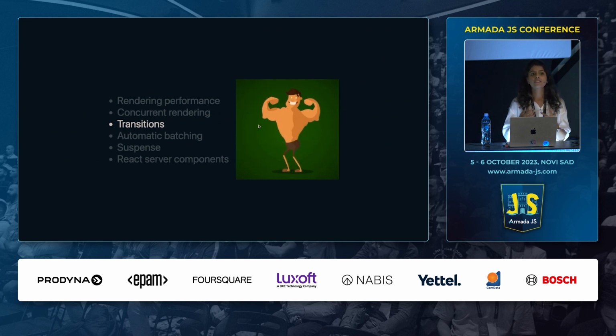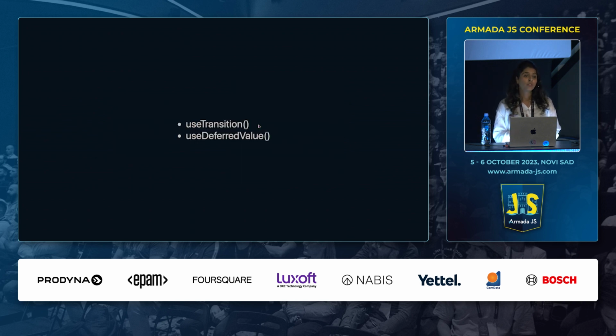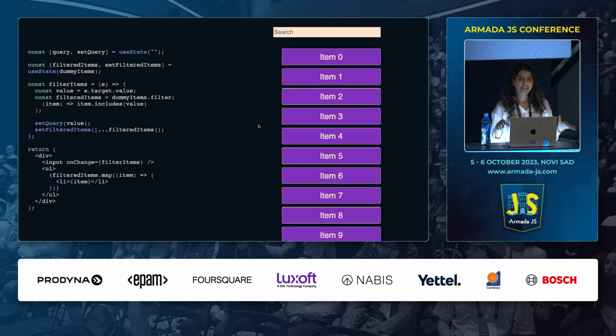And this is where transitions come in. So React has a couple of APIs exposed by which we can leverage the concurrency. So these are the two hooks by which we can use the concurrent features of React. One is useTransition and the other is useDeferredValue. I will go through the same example, filtering the large list of items.